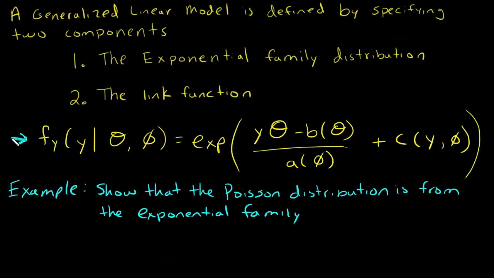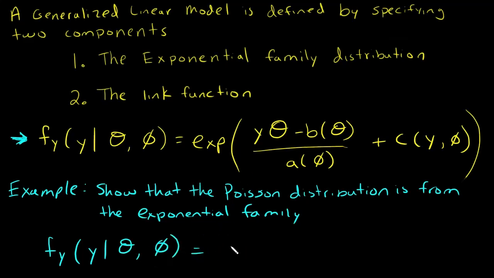Okay, so this is the general form. Examples include the Poisson, the normal, the gamma, the inverse Gaussian, the binomial. And so in this video, we're just going to show that the Poisson is of this form. Okay, so how do we do that? Let's start with what the Poisson distribution looks like. Right now, I'm just going to write theta and phi.